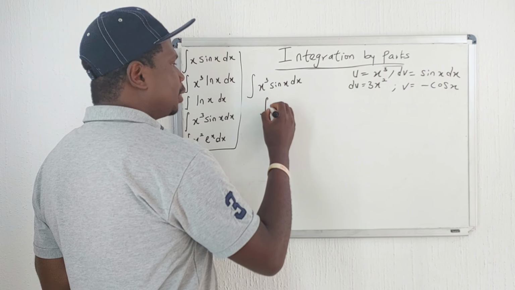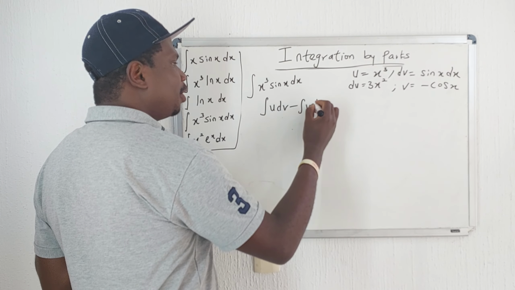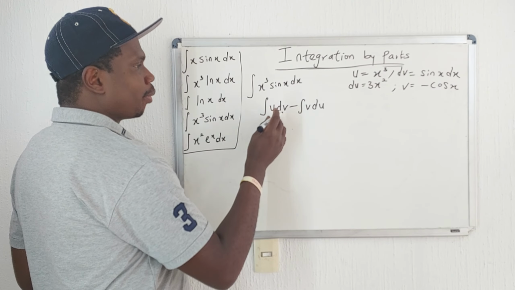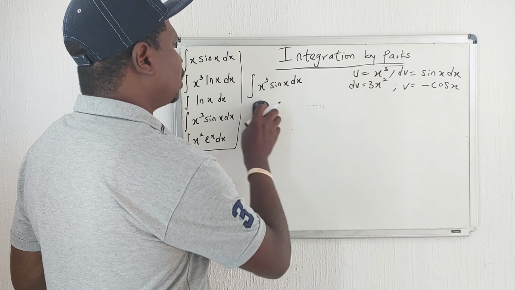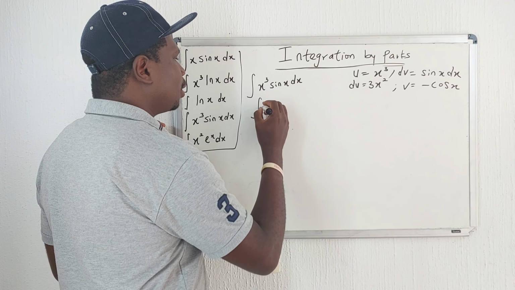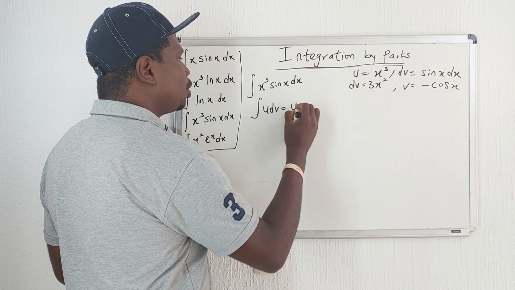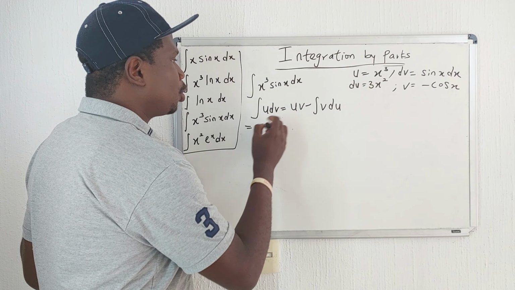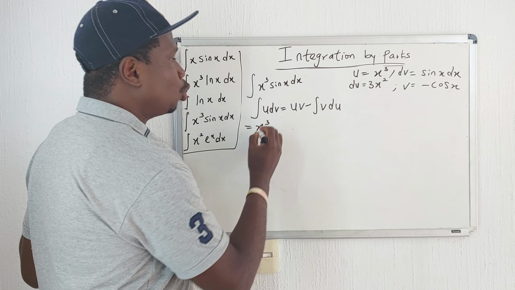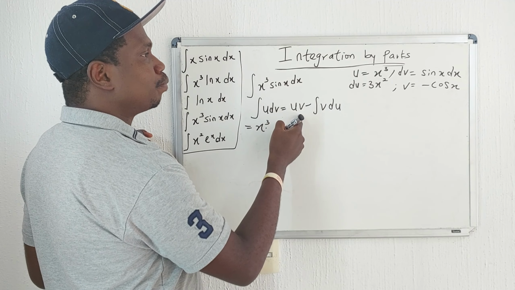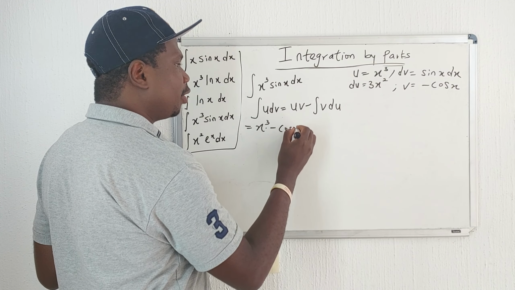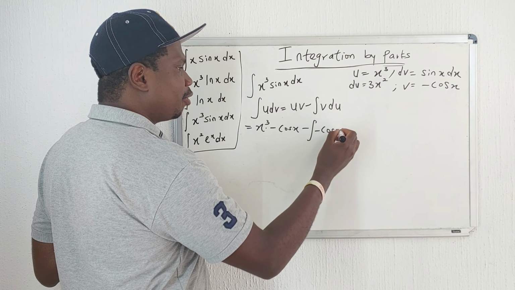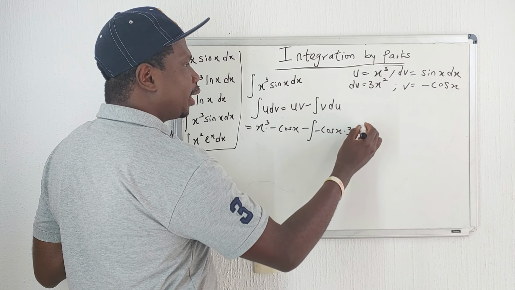So our formula is still u dv minus integral v du, right? Now, sorry, integral u dv equals to what? uv minus integral v du. So let's substitute. What's my u? x cubed. What is my v? Minus cosine of x, minus integral v is minus cosine of x, the du is what? 3x squared.